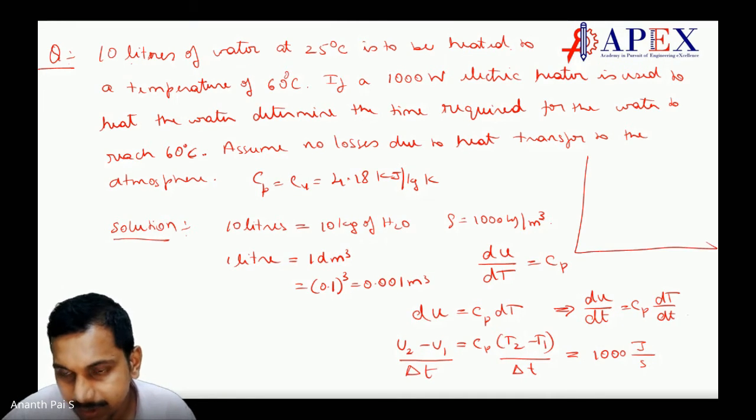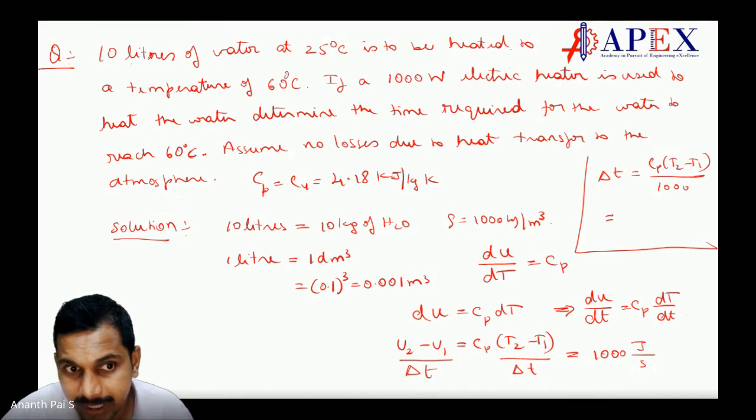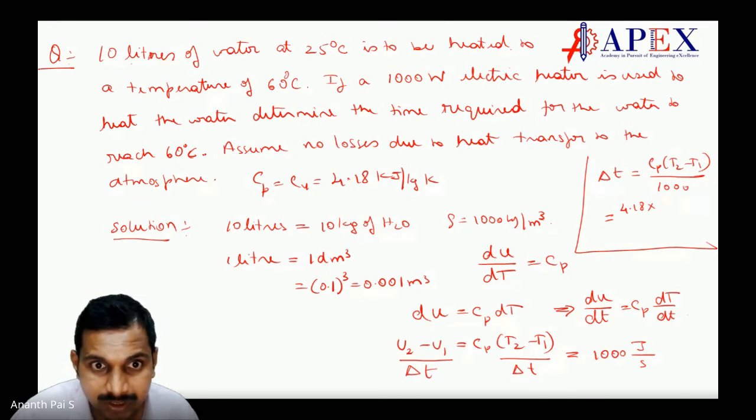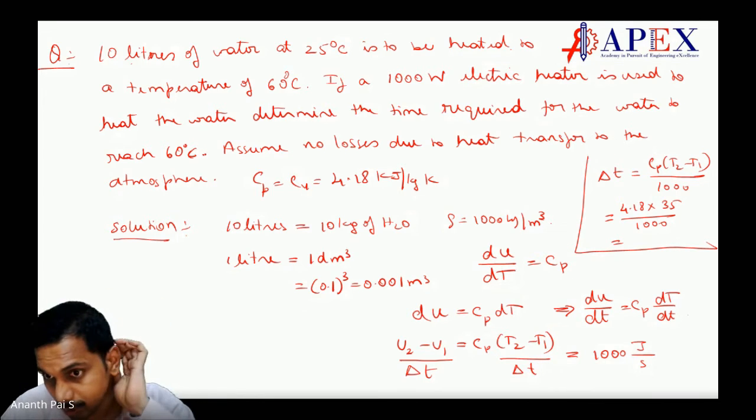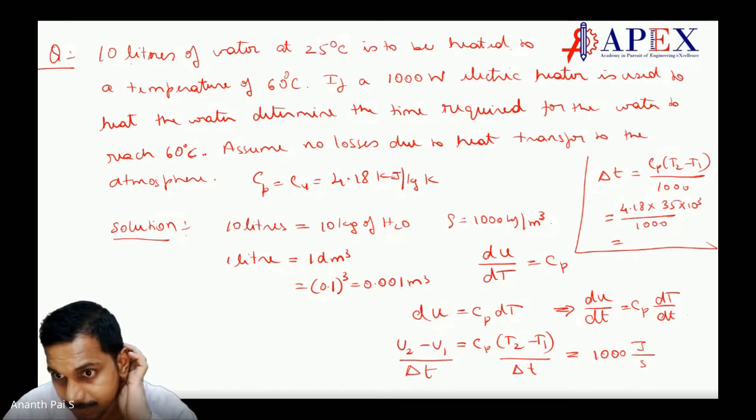So delta t, the time taken, is equal to Cp into T2 minus T1 divided by 1000. Cp is given as 4.18, that will come in seconds obviously. T2 minus T1, 60 minus 25, is how much? 35, is it not? 35 divided by 1000. So whatever the answer you get, so many seconds. Okay, this is in kilojoules, so into 10 power 3, because this is in kilojoules.